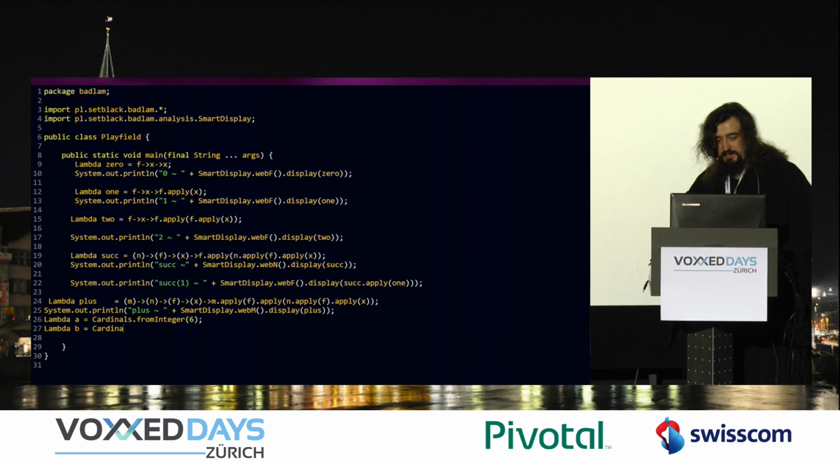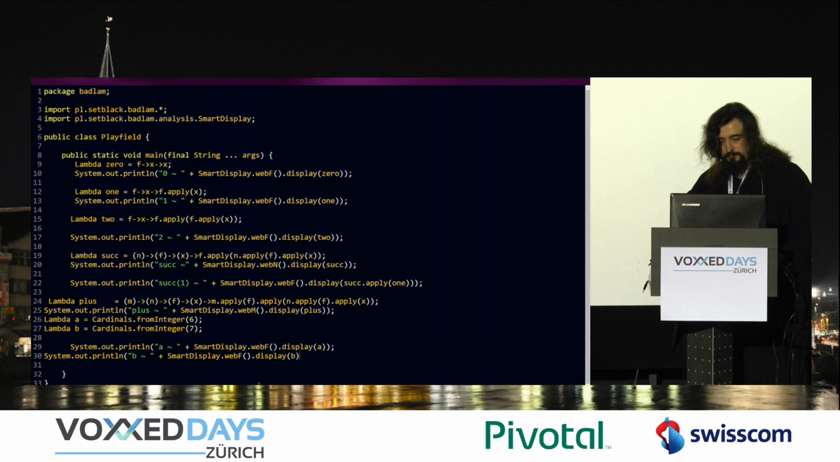So I created a lambda a that's exactly in this form as other lambdas here, which represents number 6, and then b, which represents number 7. And yeah, we can display all these things. And we can, at the end, do something interesting. So we add a and b.